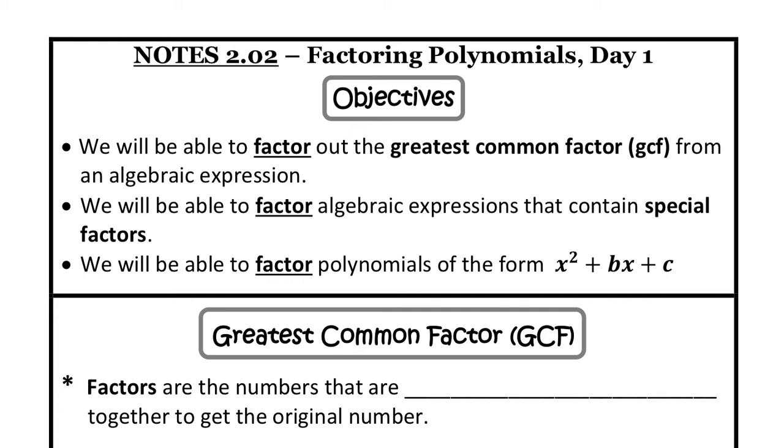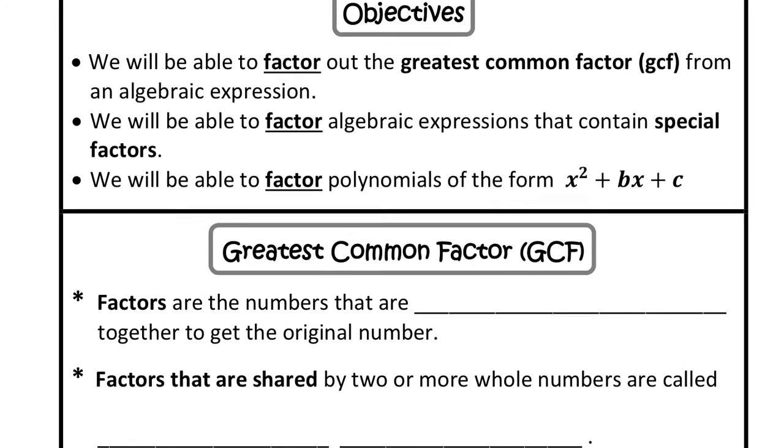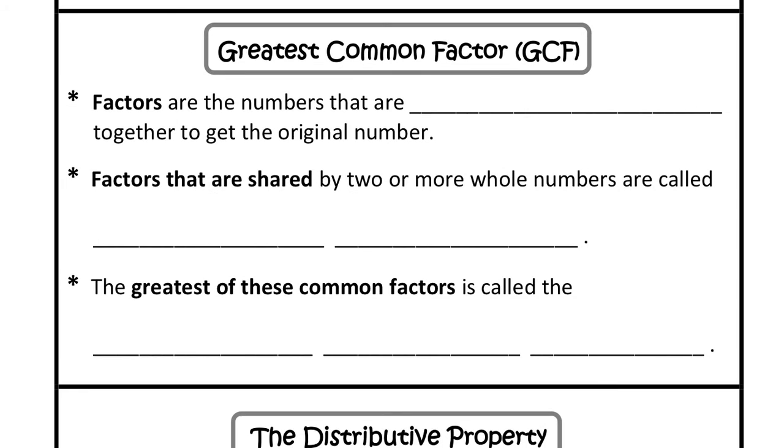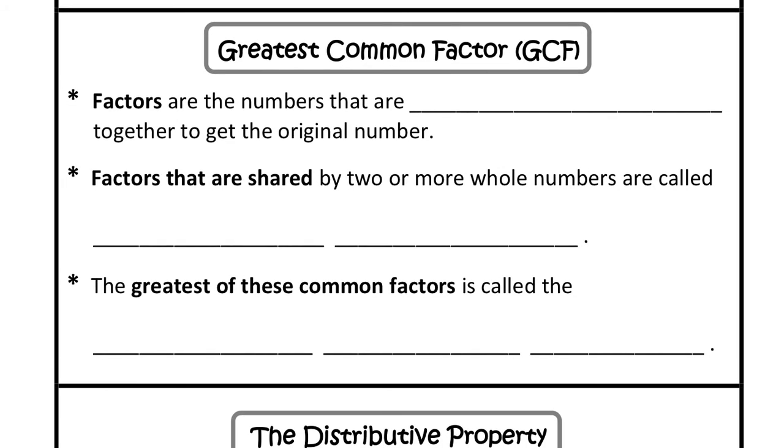So to start off, going back, I believe in Algebra 1, you should have talked about greatest common factors. Factors in general are the numbers that are multiplied together to get an original number.